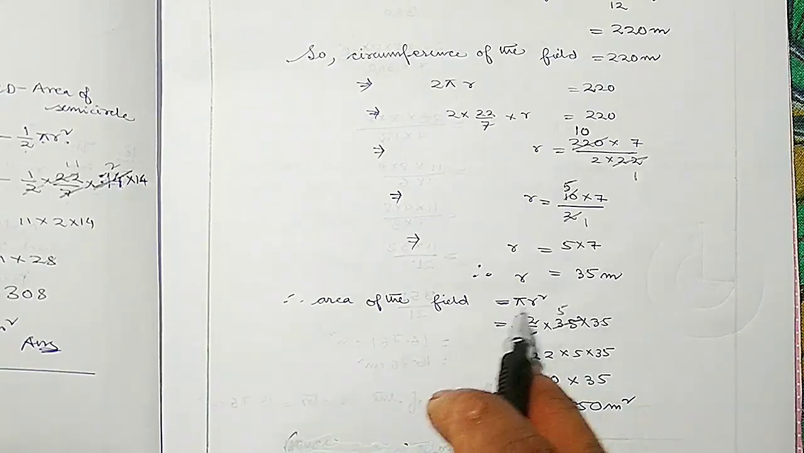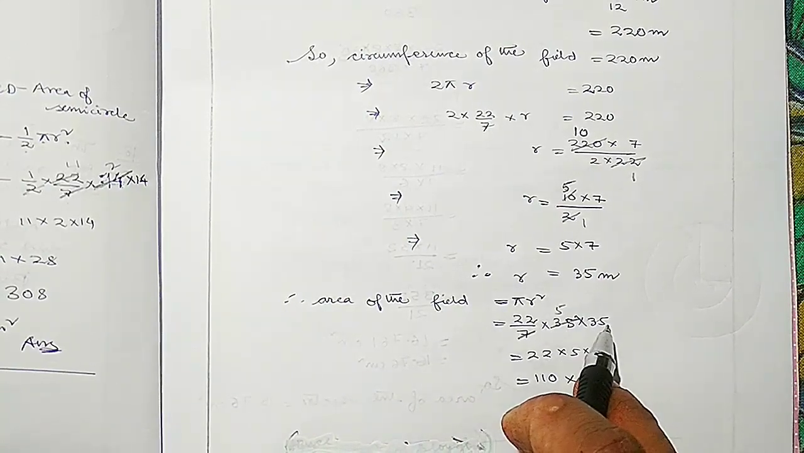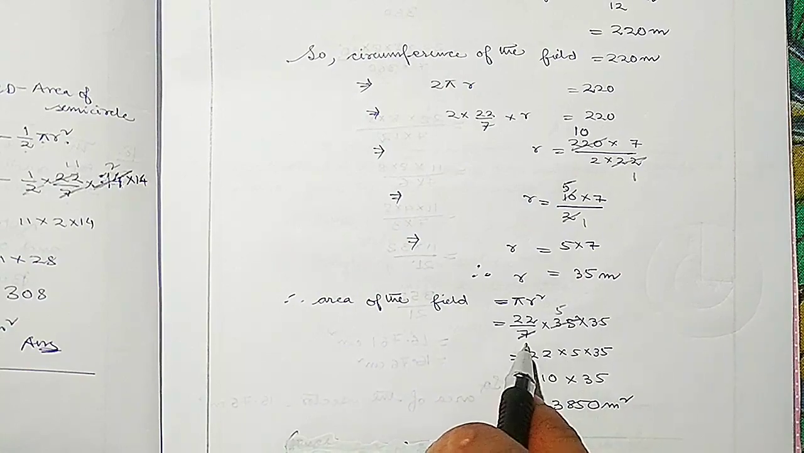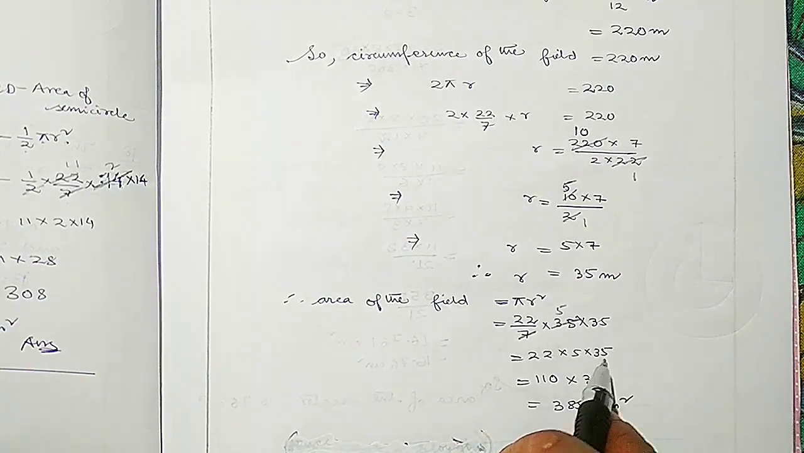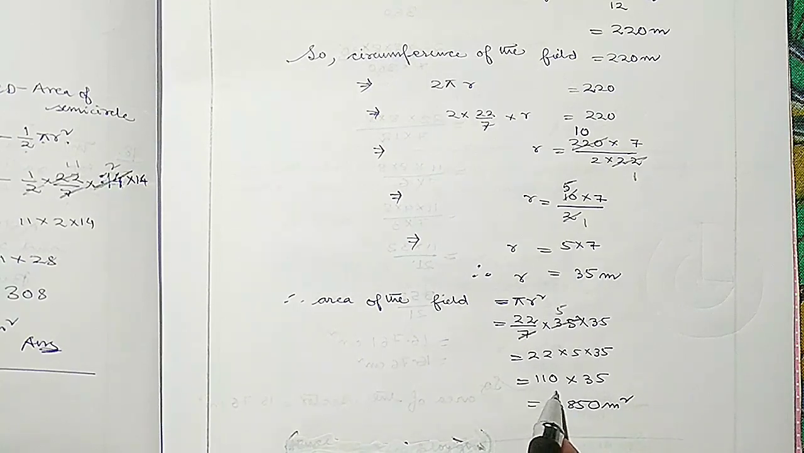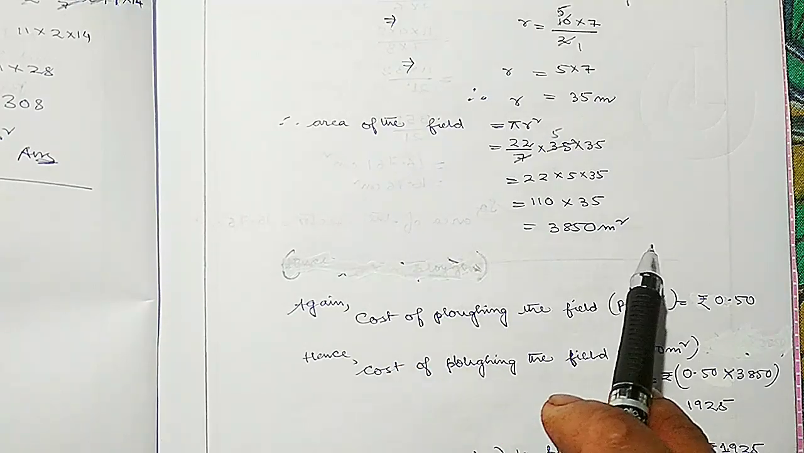Now the area of the field is pi r square. Pi is 22 by 7 into 35 into 35. If I cancel 35 by 7, I get 5. So 22 into 5 into 35. If I multiply, I get 110 into 35, that is 3850 meter square. Therefore, the area of the field is 3850 meter square.